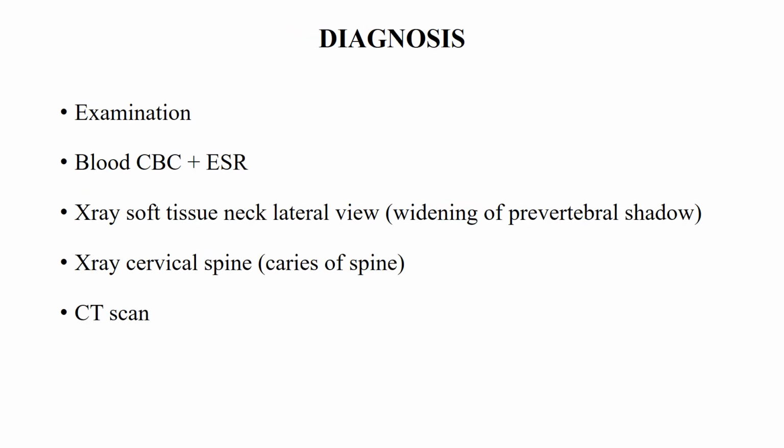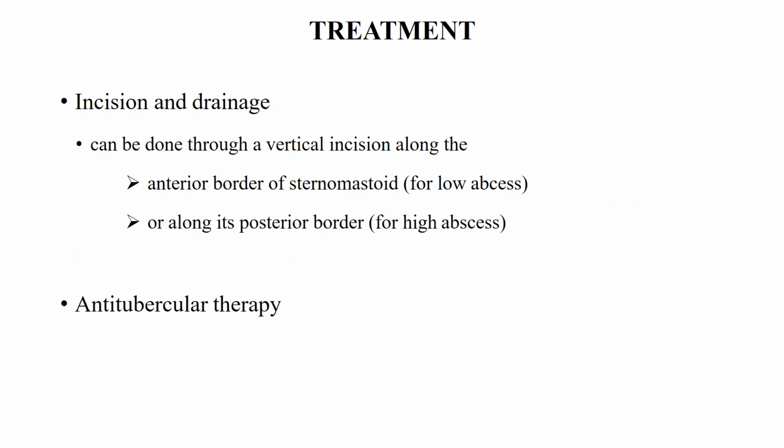Diagnosis is mainly dependent upon the clinical examination with other tests like blood CBC and ESR. ESR will be raised in these cases. X-ray soft tissue neck lateral view may show widening of the prevertebral shadow. X-ray of the cervical spine may show caries of spine. CT scan can also be carried out to confirm the presence of abscess. Mantoux test can be done to check for tuberculosis.